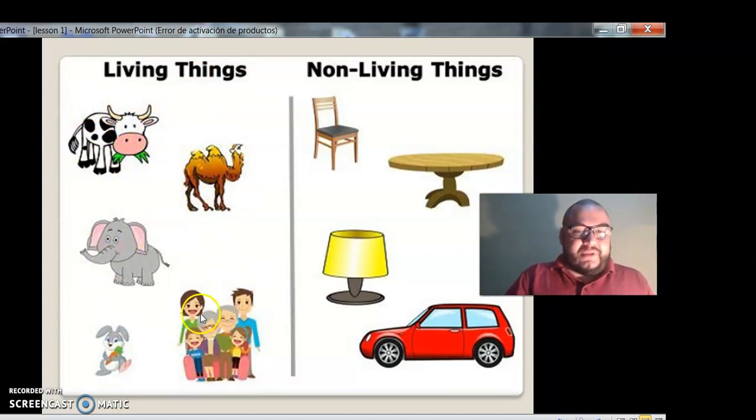Living things, the family, right? The rabbit, the elephant, the camel, the cow, living things, non-living things. Again, the living things need air, food, and water. The living things reproduce. Very good.